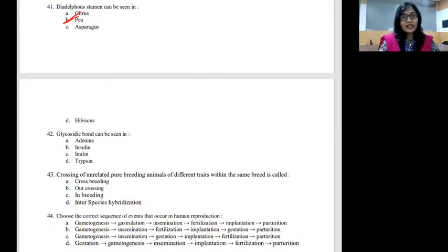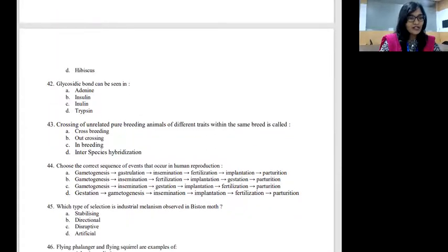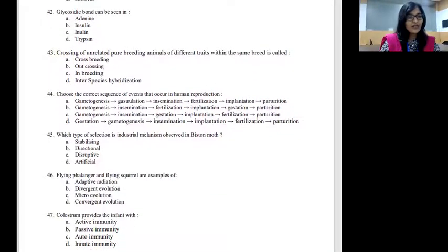Glycosidic bonds. Where do you see glycosidic bonds? You will see glycosidic bonds only in carbohydrates. They have given adenine, insulin, inulin, trypsin. First remember, adenine is a nitrogenous base, so it's a wrong statement. Insulin is a protein, so you cannot see it there. Inulin has glycosidic bonds, so this is correct. Trypsin is an enzyme, which means it is a protein. So glycosidic bonds are present only in carbohydrates, and inulin is the correct answer.